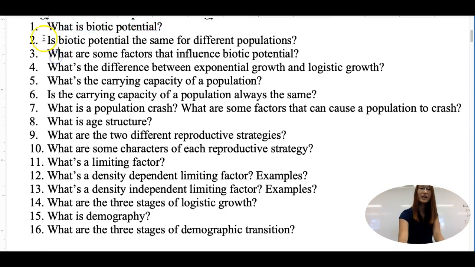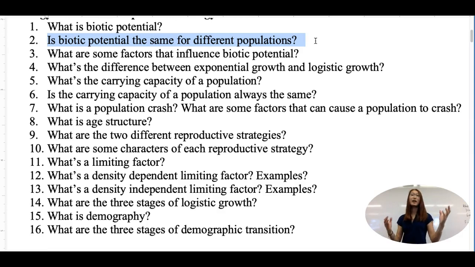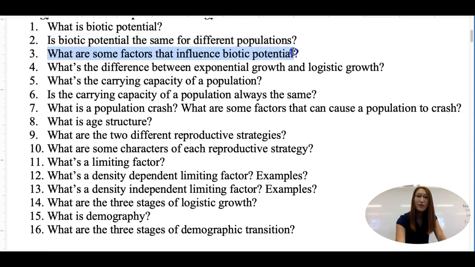So the second question says, is biotic potential the same for different populations? That will be different because depending on how many offspring a certain animal or plant can have, right, that's going to influence how fast this population can grow. So for example, if you were to have a horse, within 1 year, the horse population's biotic potential might be a lot lower compared to a bacterial population because the horse doesn't reproduce as often, and doesn't reproduce as many offspring at a time.